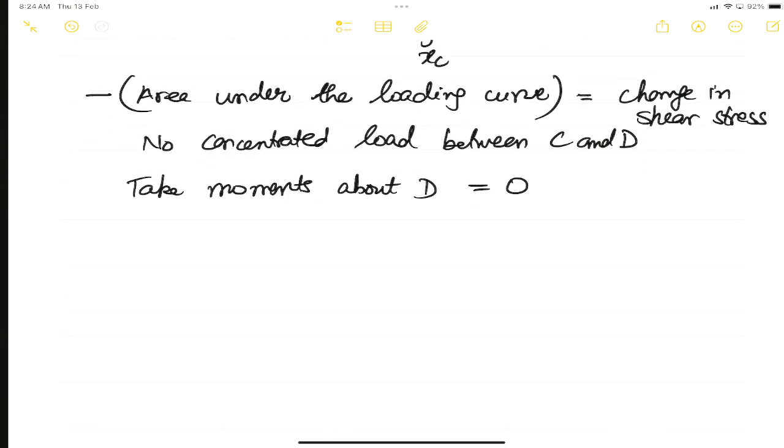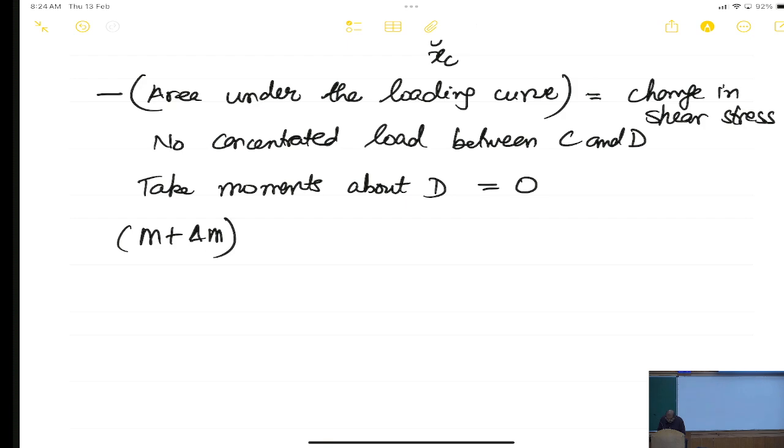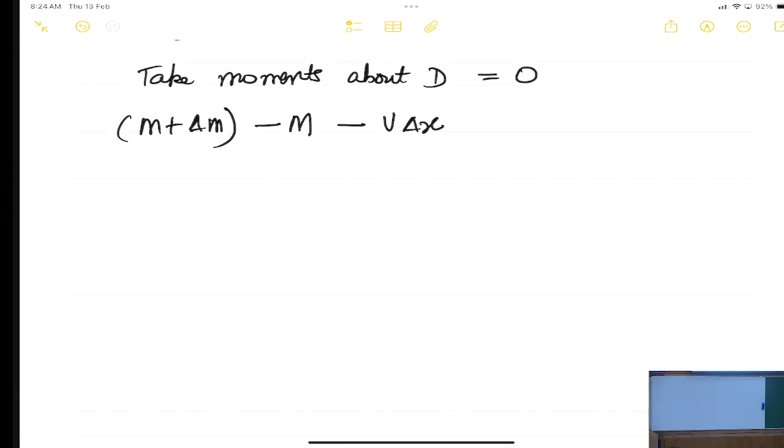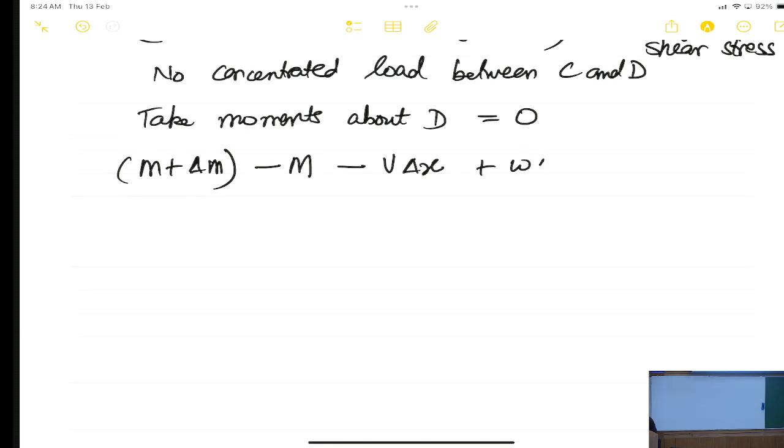Okay. So, we take moments, and when we take moments about D equal to 0, we get M plus delta M minus M. The moment because of V is in the clockwise direction, so minus V delta x minus M plus delta M, and then we get a moment because of W, and that will be in the plus direction. So, plus W delta x, this is the force.